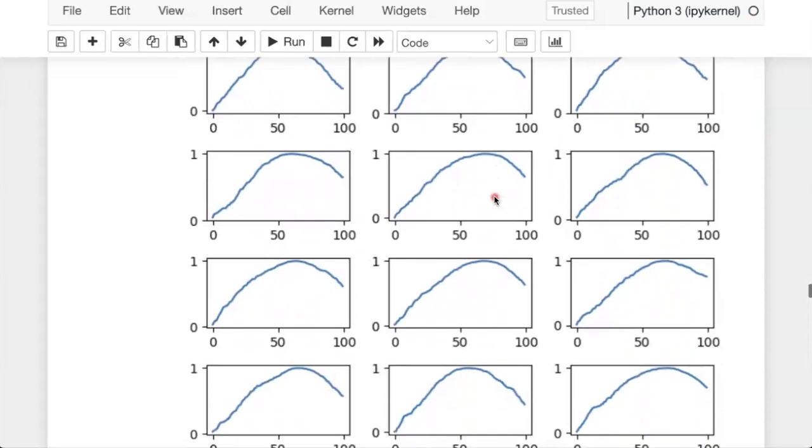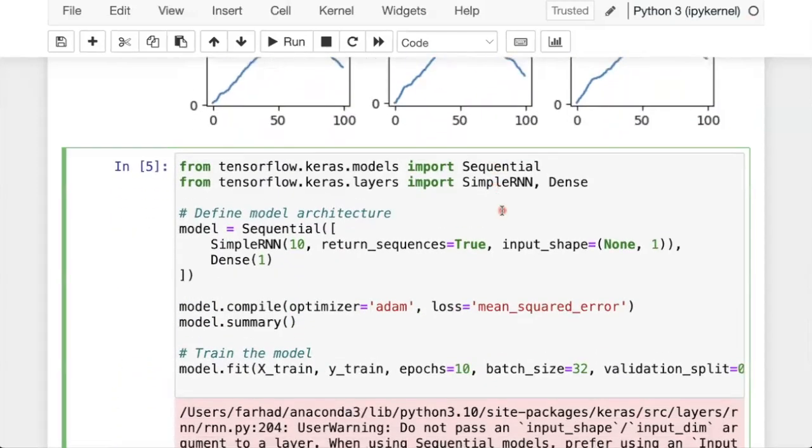Okay, so let's start with defining our first Keras model. We're going to use the sequential structure where we can stack layers, and we're going to put in this simple RNN. In this case we have 10 units, and these 10 units are connected to the 10 units that you have in the next step. That's the idea behind simple RNN. And it is important to set return_sequences equal to true to make sure that we return one output for each time step.